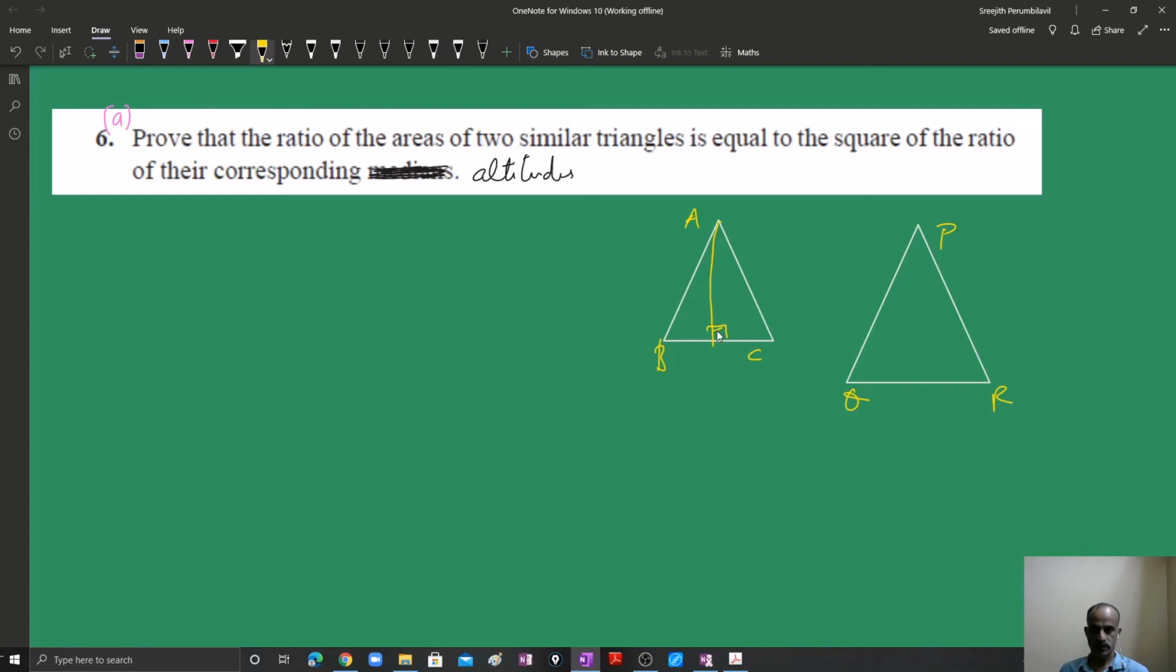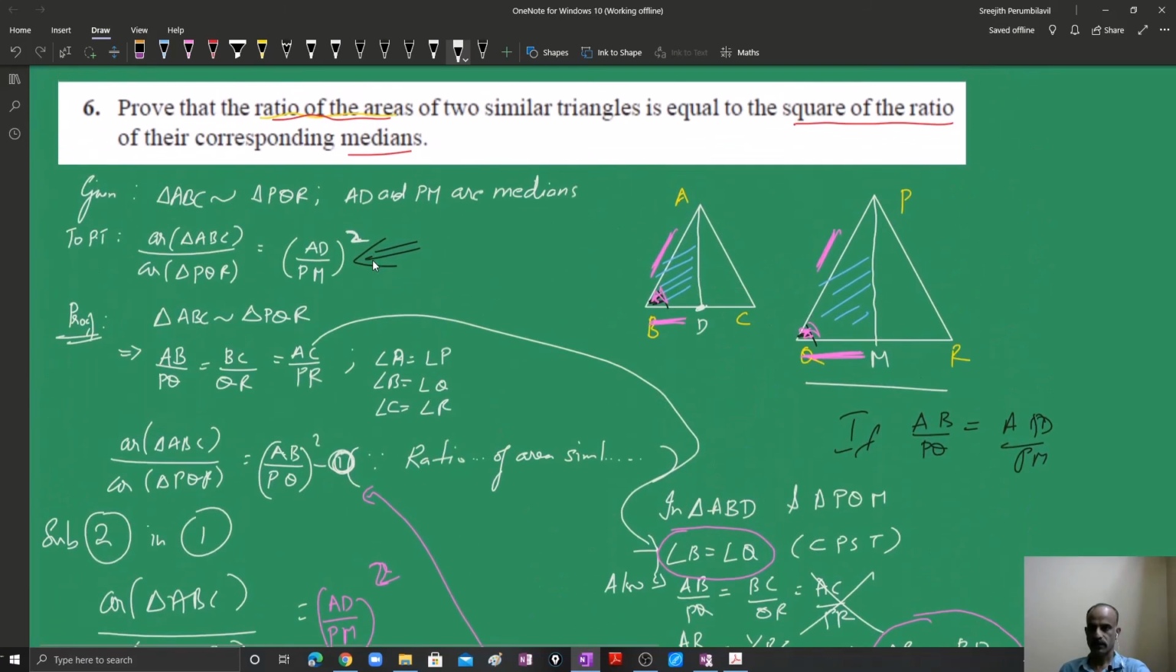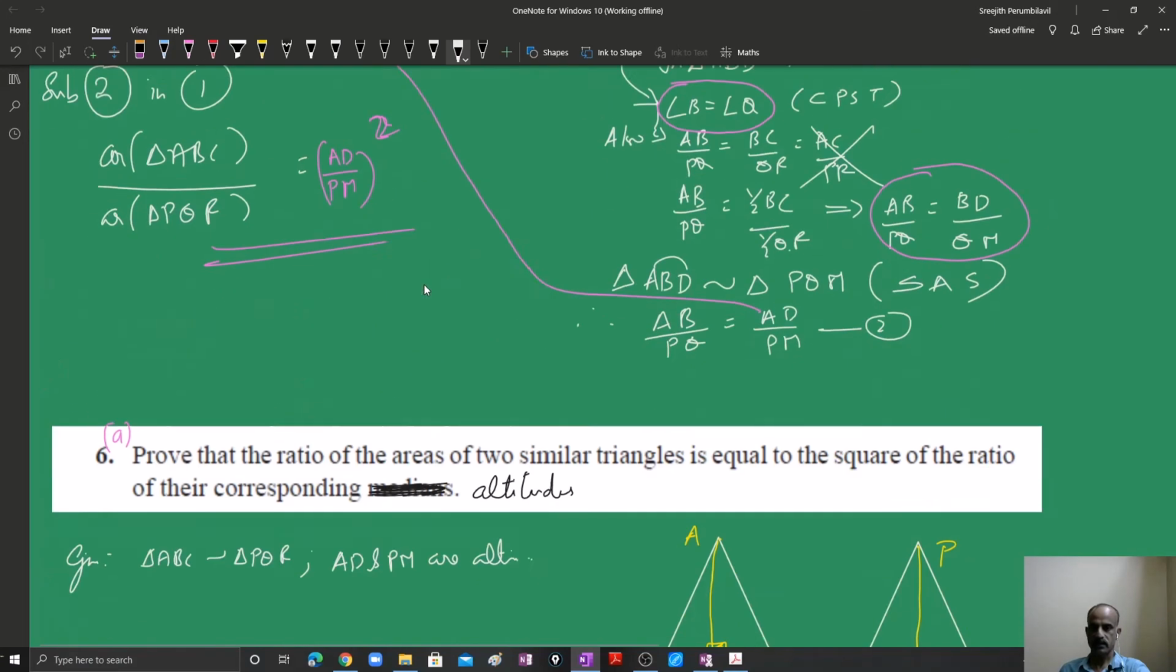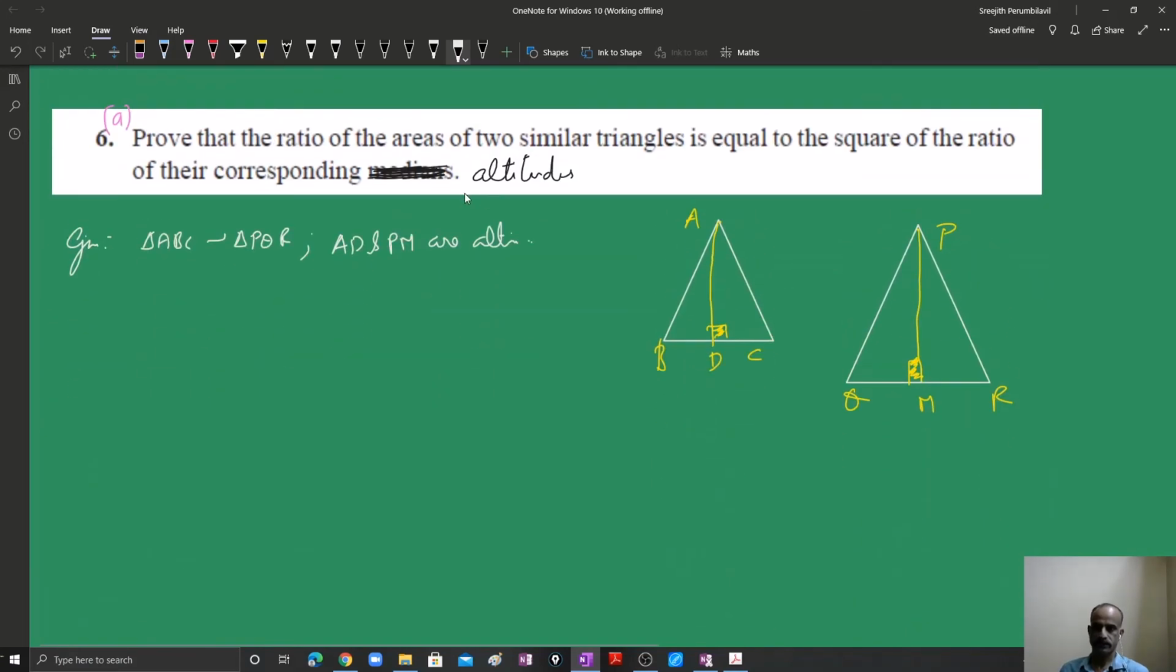Let AD and PM be altitudes, so D and M are both 90 degrees. You know what is to be written. The given part is the same: triangle ABC is similar to triangle PQR. The only difference is that AD and PM are altitudes. Here we wrote they are medians. Clear? Here we are writing they are altitudes.